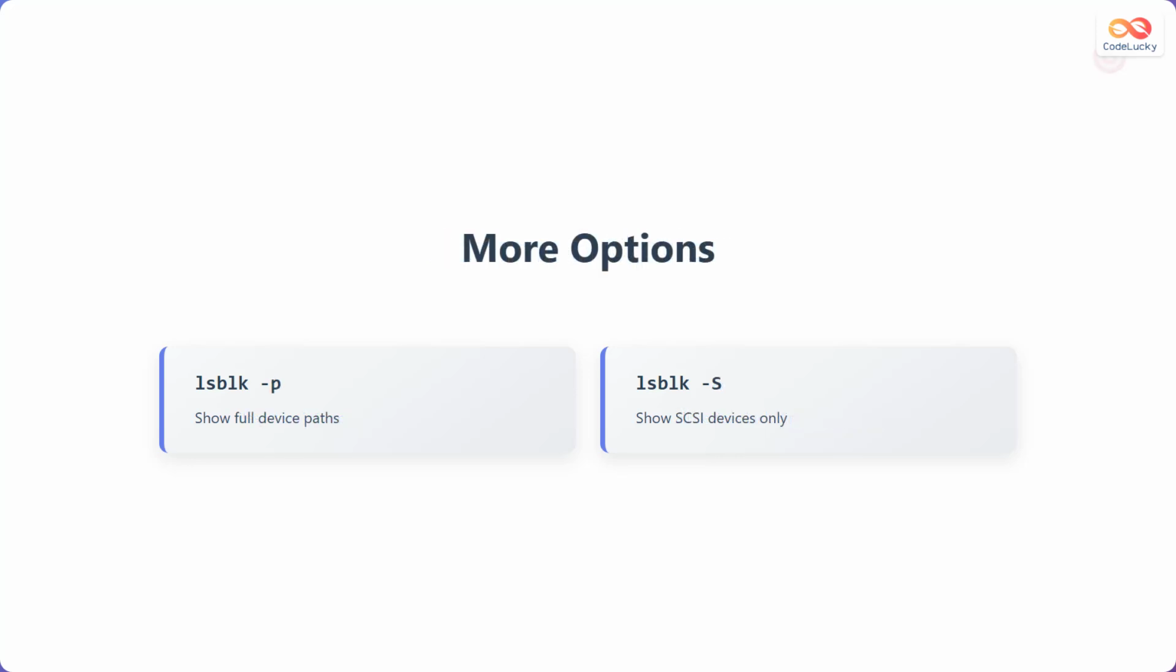Here are some additional options for the lsblk command. lsblk with the option -p will show the full device paths. lsblk with the option -S will show only the small computer system interface, commonly known as SCSI devices.